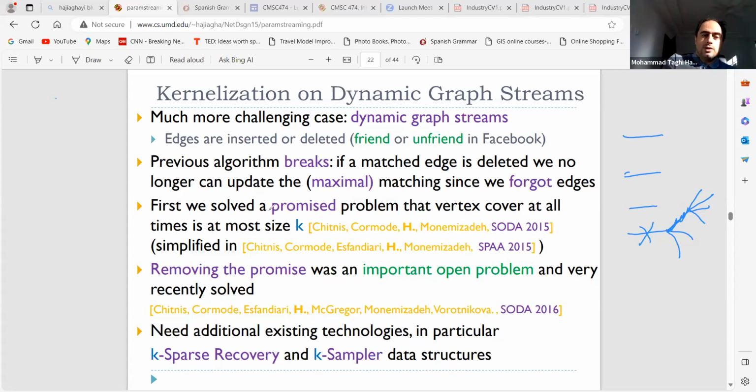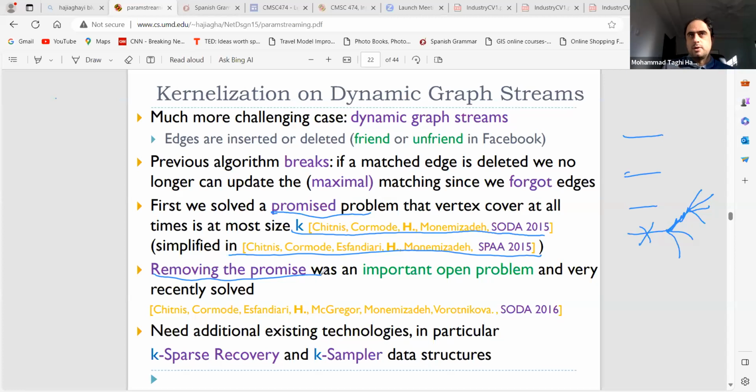So we could actually solve this promise version, but the issue is that now when you do insertion and deletion, what is the size of the matching at all times? If it is promised that the size of the vertex cover is at most k at all times, then this is the paper that we had in SODA 2015, and we could actually solve this one. It is a simplified version, and I will talk about it here. However, removing that promise was a very important thing. So what is the idea?